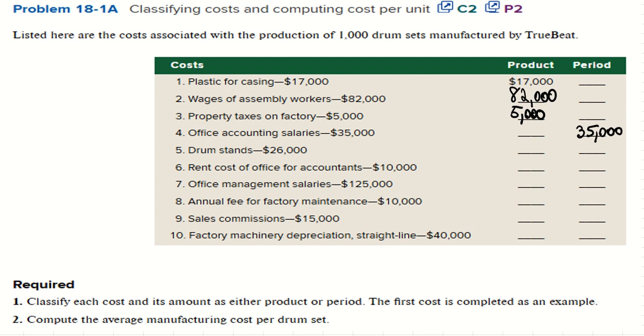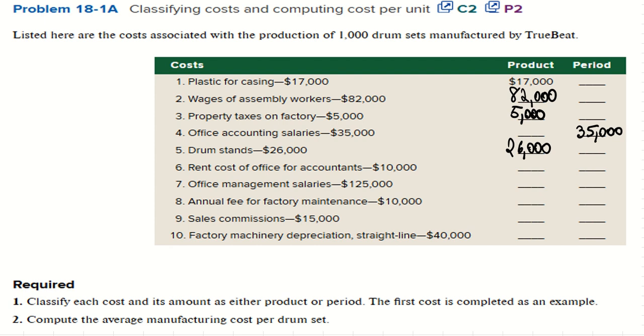Number five, drum stands. That is a product cost. So I'm going to put $26,000 here. Drum stands, well, it's a drum set, so it is going to be a product cost because it is a part of the drums. Whether it's a direct cost or indirect cost, it is a product cost because drum stands are part of producing the drum set.